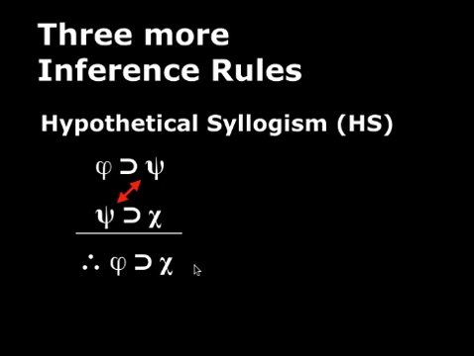So this would be something like, if I buy a cat, then there will be fur on my furniture. If there's fur on my furniture, then I will have to vacuum. Okay, so if you know those two conditionals are true, then you know that if I buy a cat, then I will have to vacuum. Okay, so it's pretty intuitive.